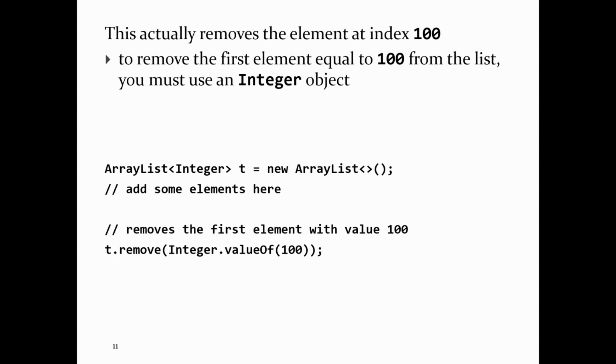If you actually want to remove the first object equal to 100, you need to make an Integer object whose value is 100 and then ask the list to remove that Integer object.